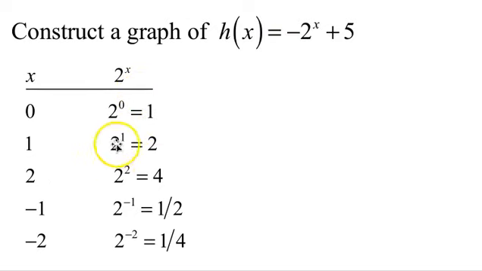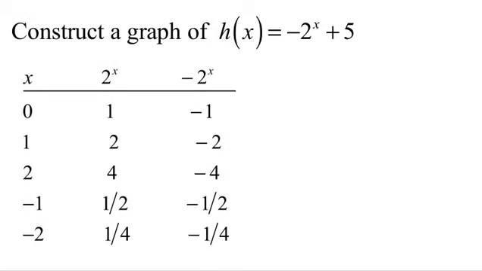2 to the 0 is 1, 2 to the 1 is 2, 2 to the 2 is 4, 2 to the -1, 1 over 2 to the first, 2 to the -2, 1 over 2 squared, 1 over 4. So that column is 2 to the x. My next column will be -2 to the x, so that'll be -1, -2, -4, -1/2, -1/4. So now I have my x column and my -2 to the x column.